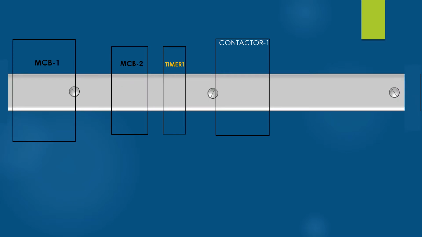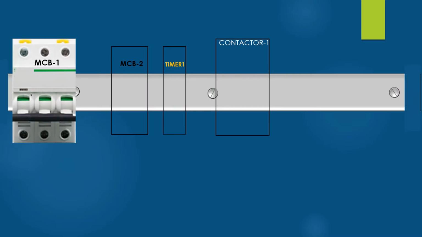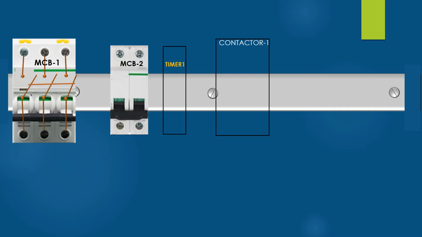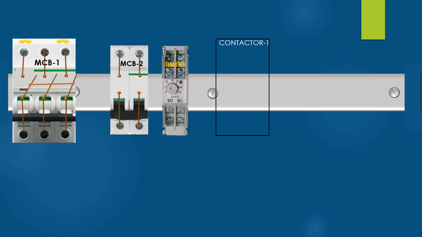This is a 3-pole main MCB of required rating. This is a 2-pole MCB of required rating for the controlling circuit of the TDR. And this is an on delay timer TDR. A1 and A2 are its voltage terminals.